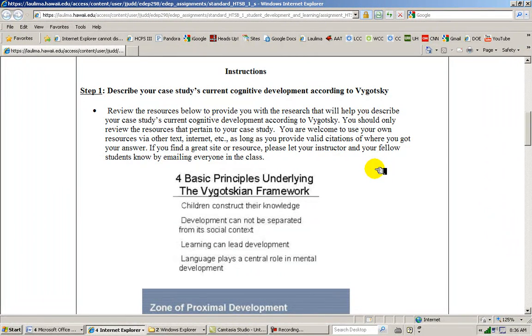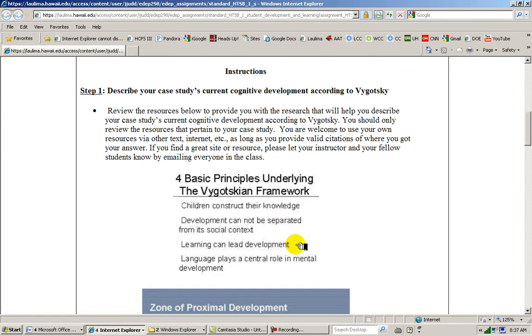And there are some basic principles underlying the Vygotskian framework. Just like Piaget, children do construct their knowledge. That development can't be separated from its social context. And what that means is saying that I can't learn something unless I have somebody to help me learn it. Versus Piaget, who believed that when you construct your own knowledge, you need to be figuring out on your own so that true learning occurs. That means you can work with another peer, but that peer has to be of same development.